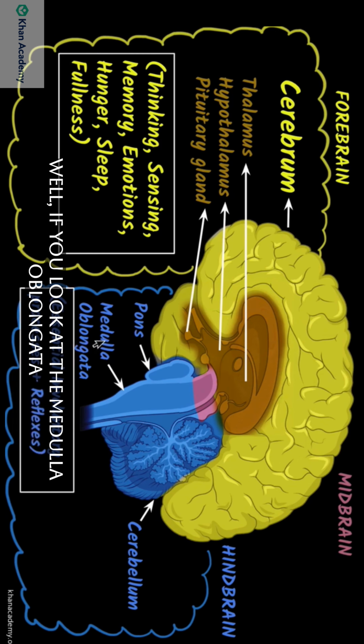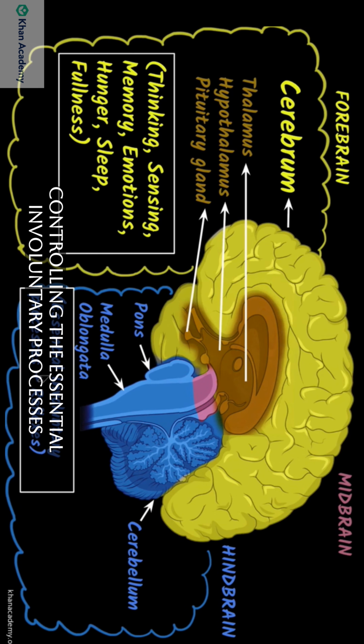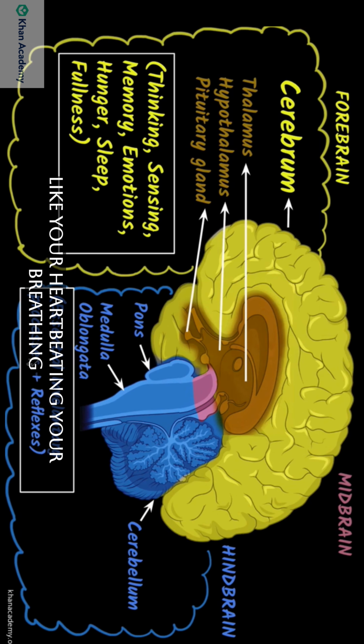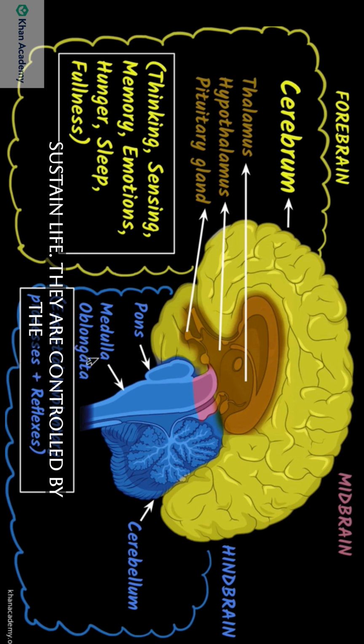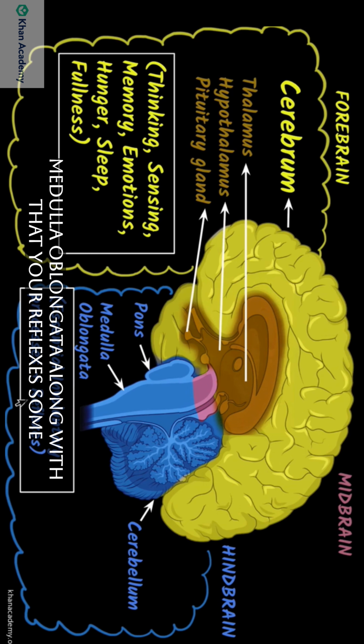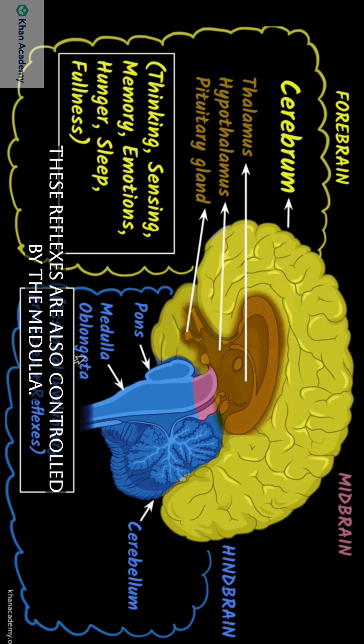Well, if you look at the medulla oblongata, the brain stem, its main function is controlling the essential involuntary processes, like your heart beating, your breathing, all the important involuntary processes that are necessary to sustain life. They are controlled by the medulla oblongata. Along with that, some of your reflexes also go through the brain, and some of these reflexes are also controlled by the medulla.